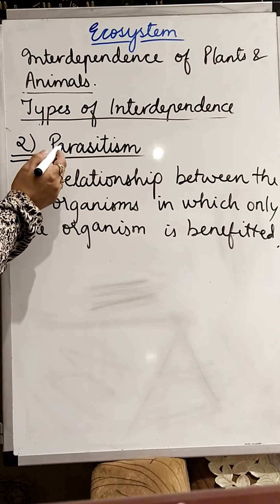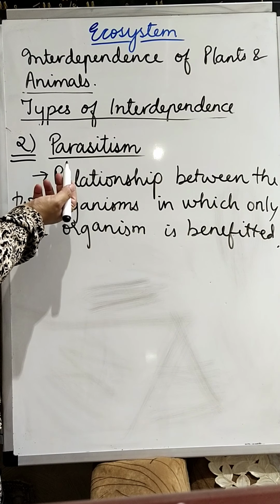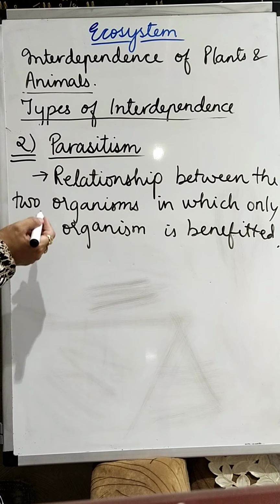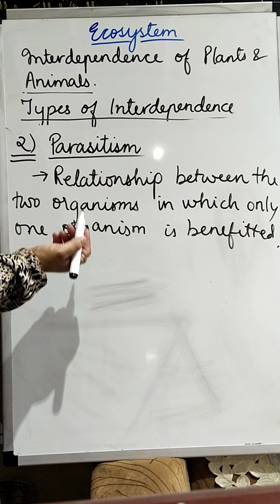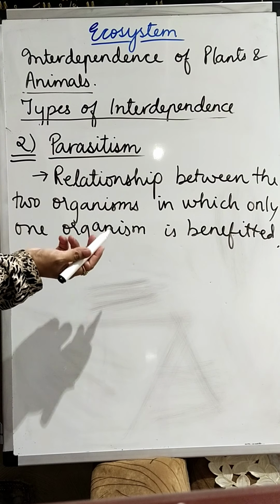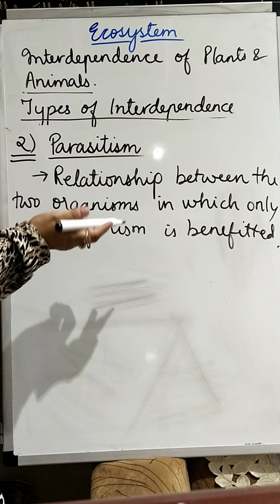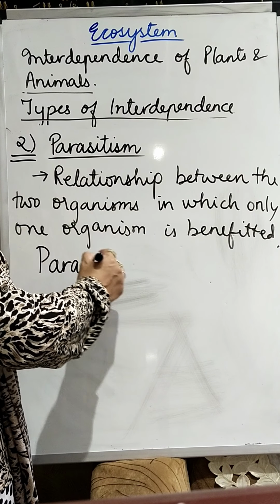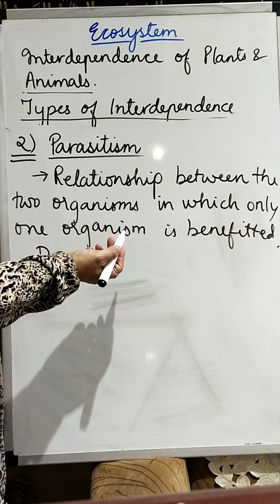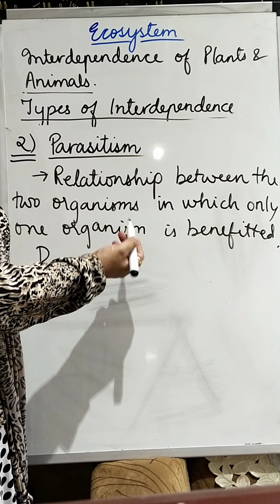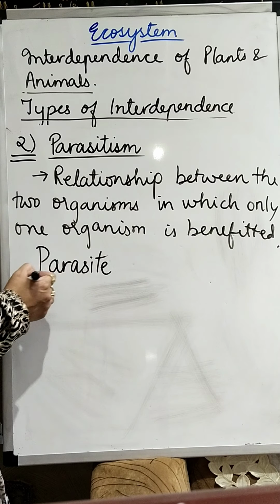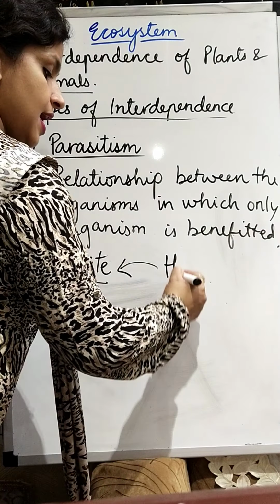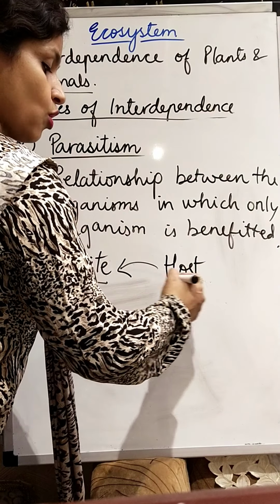So in this type of relationship, one organism is benefited by another organism. The organism may benefit in the form of food, or it can get shelter from the other organism. The organism that gets the benefit is called the parasite, and the organism from which the benefit is obtained is called the host.